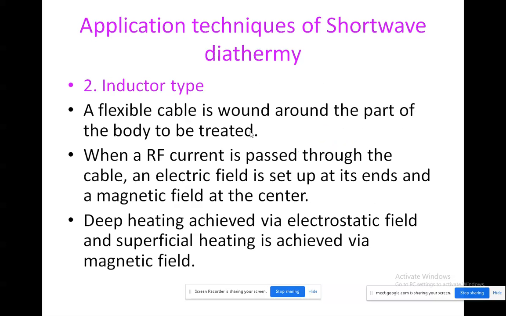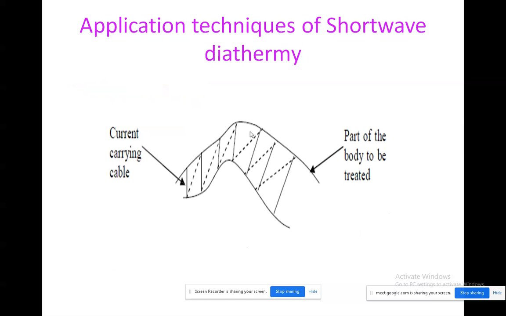Next one, inductor type. Here a flexible cable is used. Inductor type will be like winding cables, used for applying the electric field. See, in this manner you will be winding it throughout your affected part of the body. So through that, you will be applying the electrical signal to the cable.